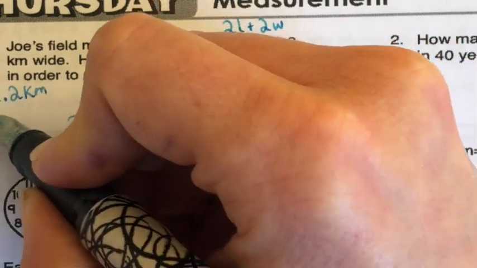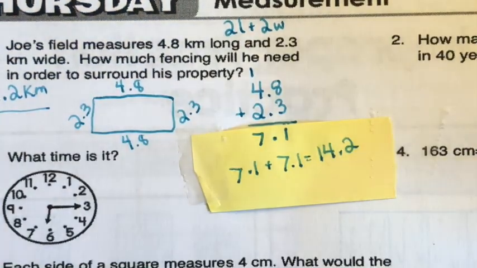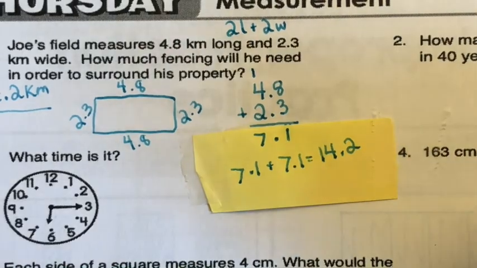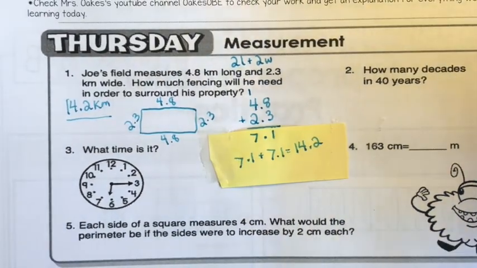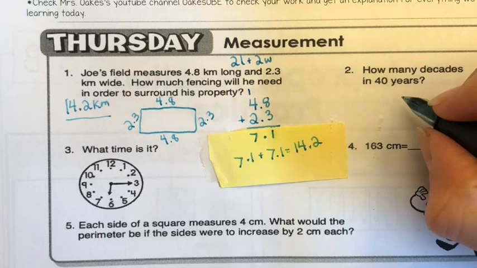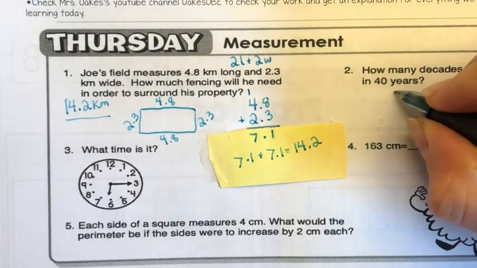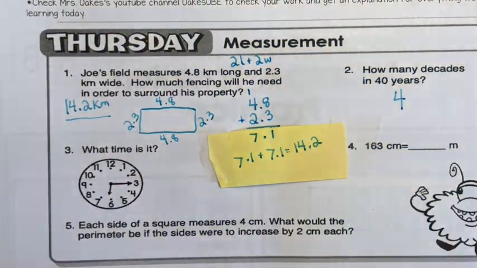That's a lot of fencing. All right, number 2, how many decades is in 40 years? Oh, I'm going to zoom out so you can actually see it. How many decades is in 40 years? There are 4 decades. A decade is 10. There are 4 decades in 40 years.